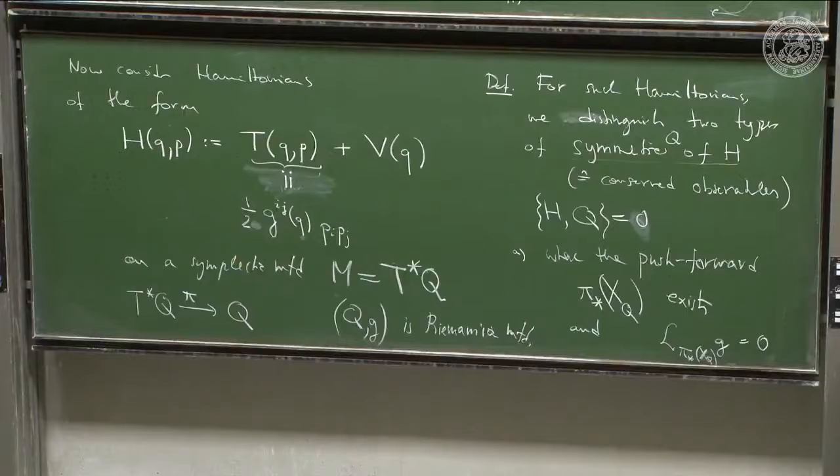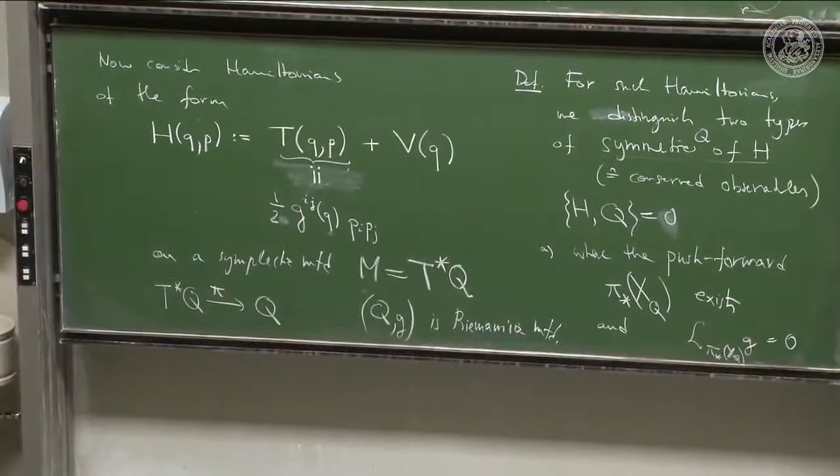Such a Q is called a kinematical symmetry. And B are all the other Qs.